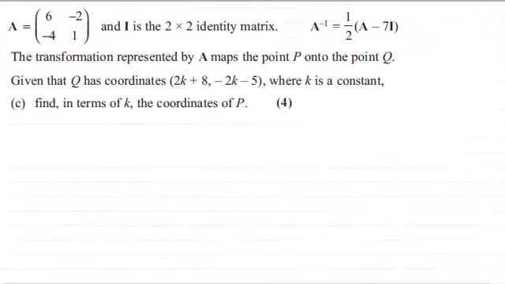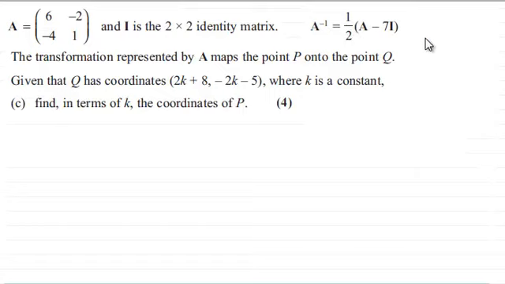Hi there. Now just to recap, we were given this matrix A and the identity matrix, which was a 2 by 2 matrix, and asked to show in a previous question, part B, that the inverse of A was equal to a half of A minus 7I.